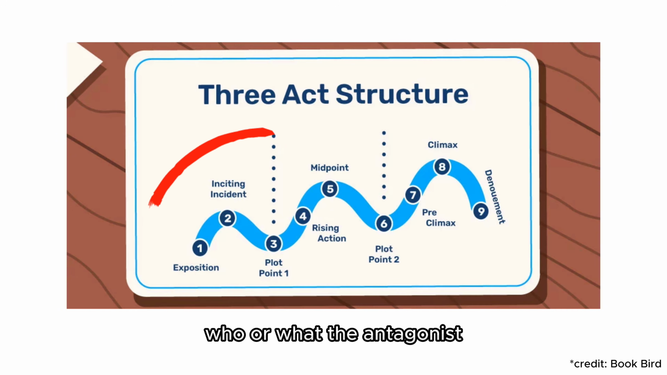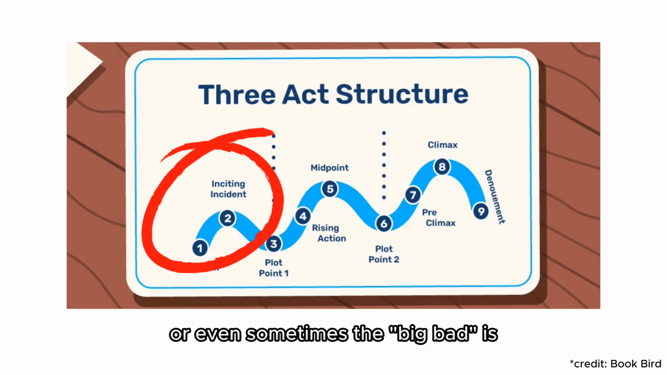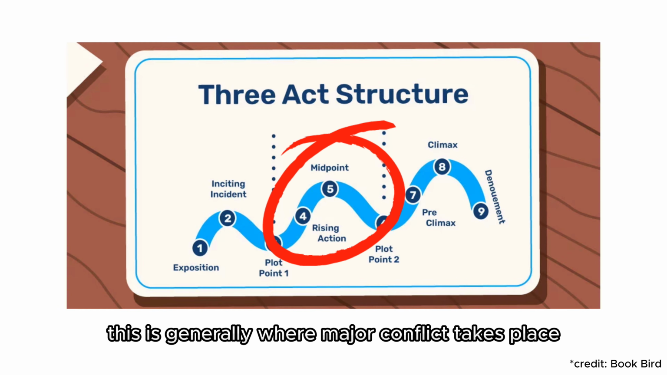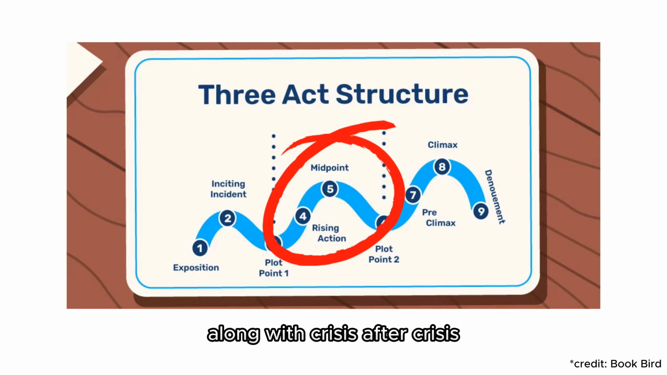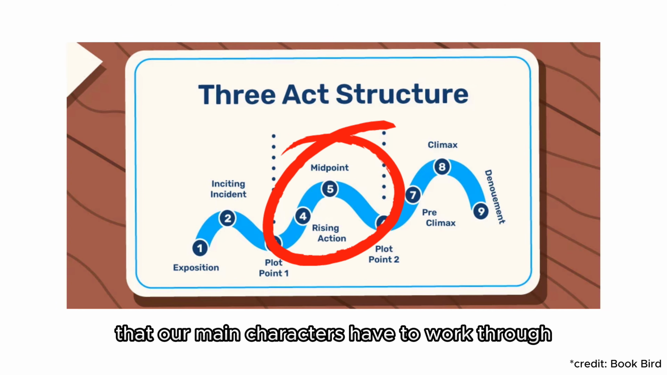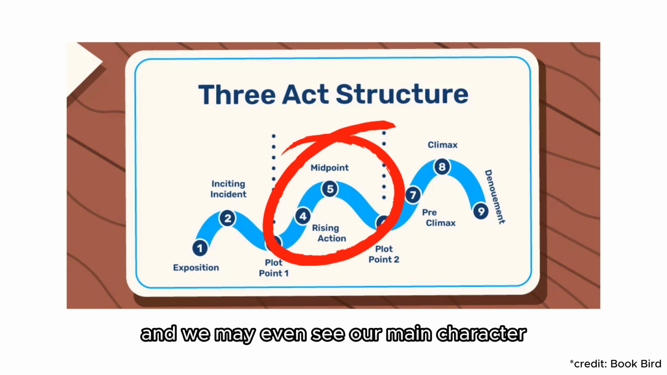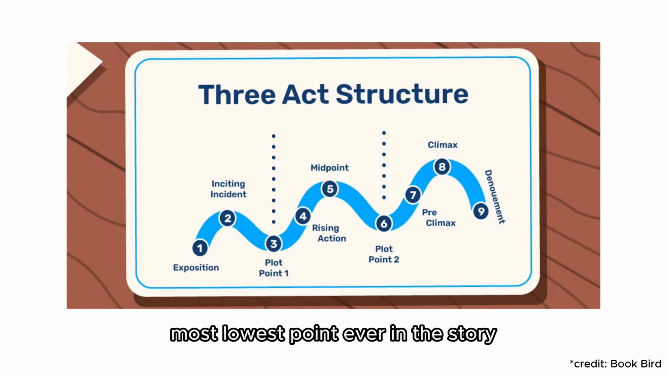Already different from Ki in Kishōtenketsu, Act 1 usually will let the reader know as soon as possible who or what the antagonist, or even sometimes the big bad is. Act 2. Confrontation. This is generally where major conflict takes place along with crisis after crisis that our main characters have to work through. Usually there's an ever-increasing buildup here, and we may even see our main character at their absolute most lowest point ever in the story.